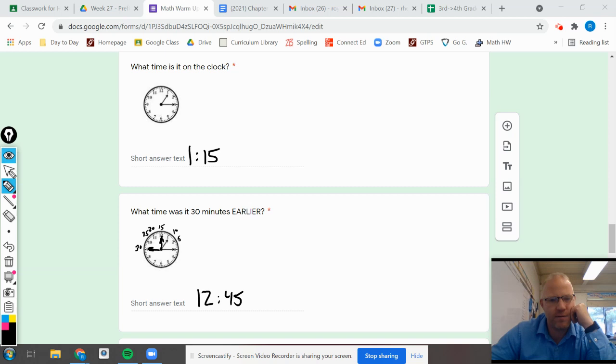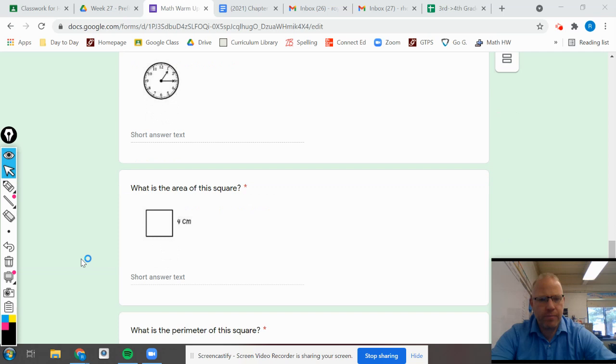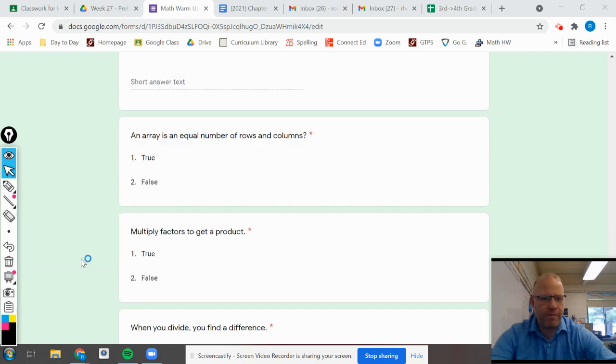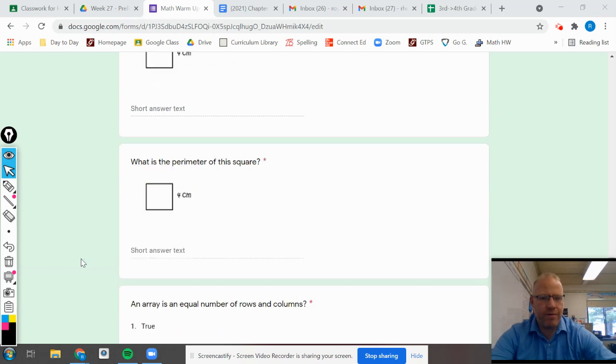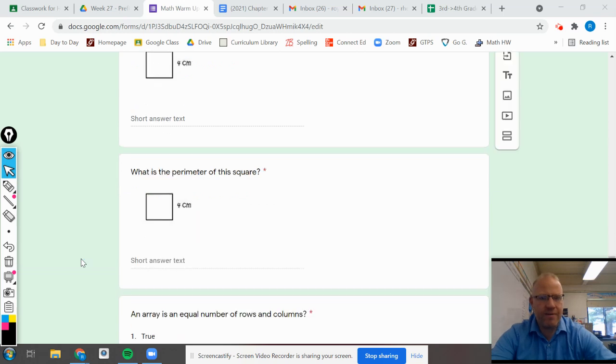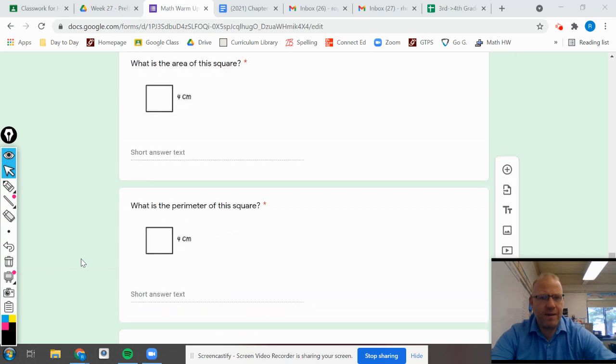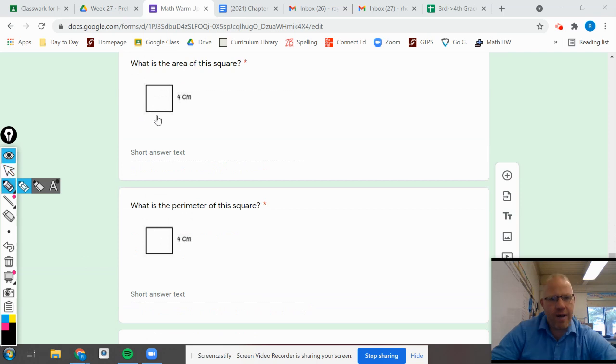If you need the notes, pause the video. We have area. What is the area of the square? Well, you should know that a square has all the same sides. So, since it's all the same sides, that means that it's 4 and 4. And just like we learned in math, you are going to be multiplying 4 times 4 to make the area. So what's the area of this square? 4 times 4 is 16 centimeters squared.